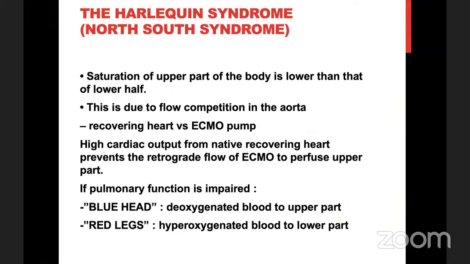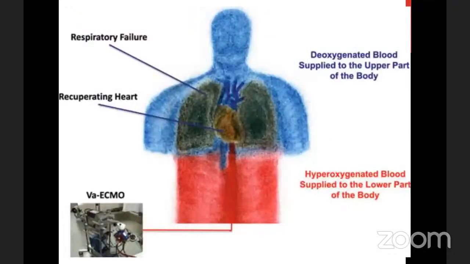So the Harlequin syndrome or north-south syndrome, in which the saturation of the upper part of the body is lower than that of the lower half. This is one of the incidental complications of ECMO. It is due to flow competition in the aorta, recovering heart versus ECMO pump, in which high cardiac output from the native recovering heart prevents the retrograde flow of ECMO from perfusing the upper part. If pulmonary function is impaired, there is a blue head, deoxygenated blood to the upper part, and red legs, hyperoxygenated blood to the lower part, as mentioned in this picture explaining the Harlequin syndrome.